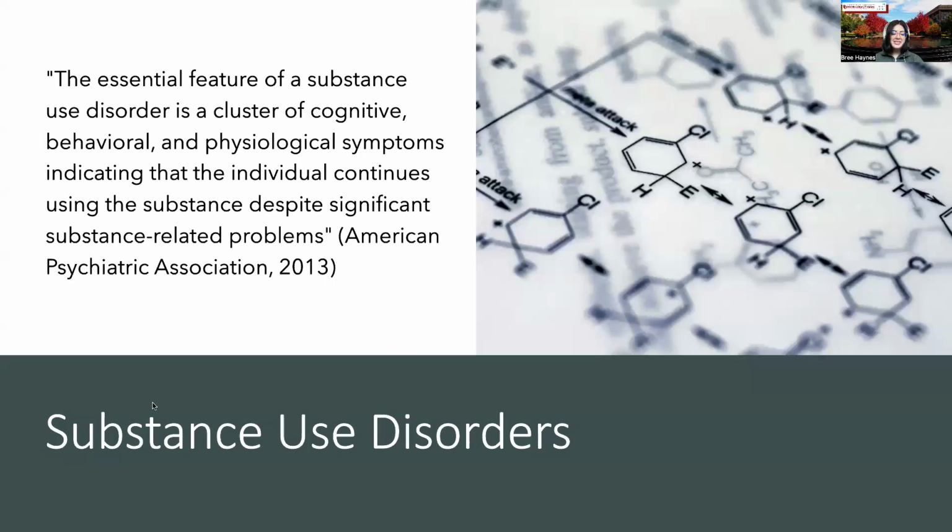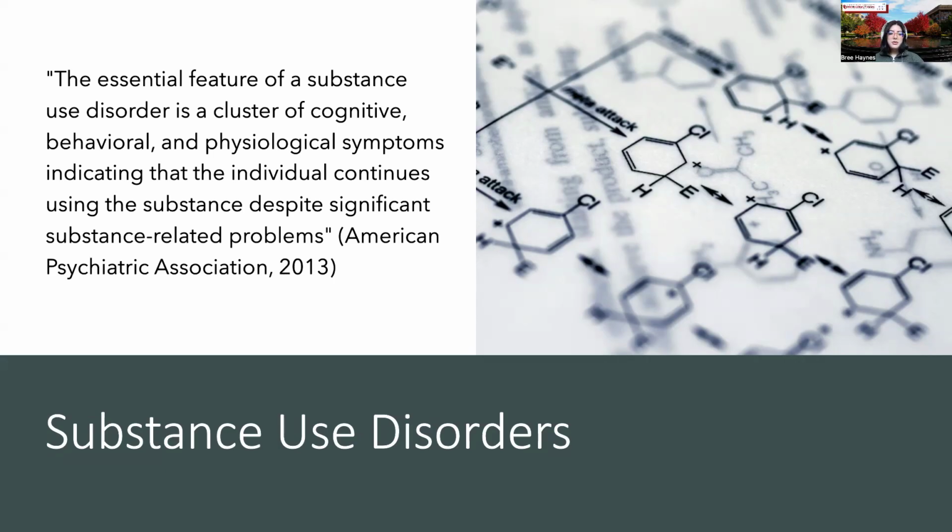So first, to better understand how we can be more empathetic with patients who have substance use disorders, we need to do a brief overview of exactly what they are. According to the American Psychiatric Association, the essential features of a substance use disorder is a cluster of cognitive, behavioral, and physiological symptoms, indicating that the individual continues using the substance despite significant substance-related problems. So what does that really mean?